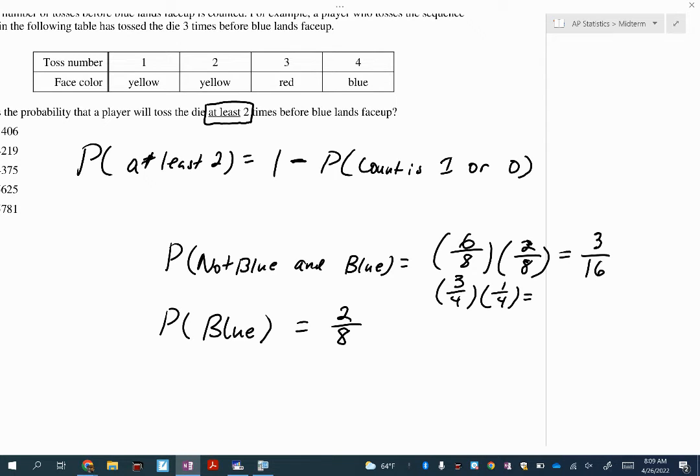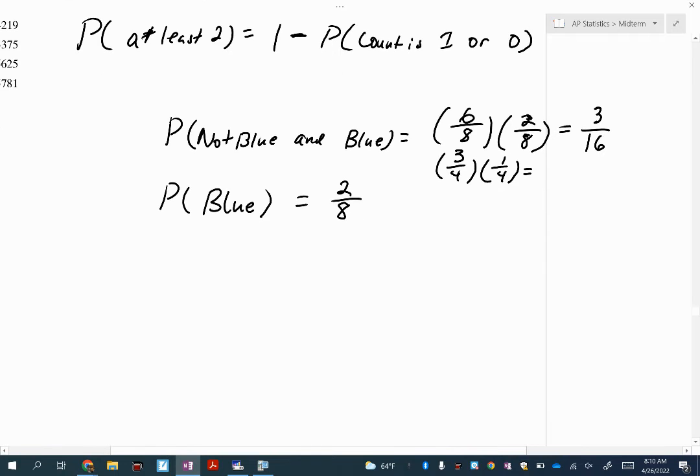The idea is that this 3 out of 16 number is the likelihood that you're going to go red or yellow on the first one, and then blue on the second. That's that number, 3/16. This number here, 2 eighths, is just, boom, I rolled a blue right away. If I add those together, how would I rewrite this? 4/16 plus 3/16. Now we're keeping the denominator the same. 7/16.